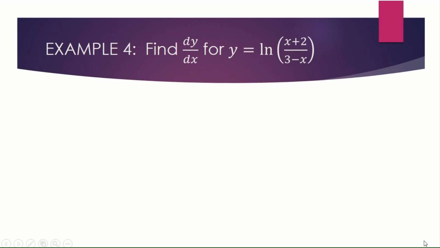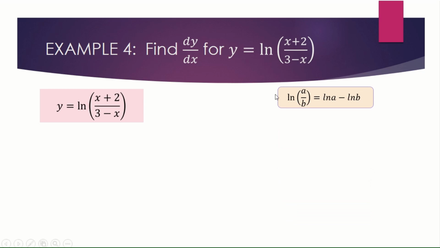Okay, next example. We have y is equal to ln of (x plus 2) divided by (3 minus x). If we follow the logarithmic properties, we can use this formula: ln A over B is equal to ln A minus ln B. So if we write back y, we can write ln y is equal to ln (x plus 2) minus ln (3 minus x). So we are going to differentiate this one.